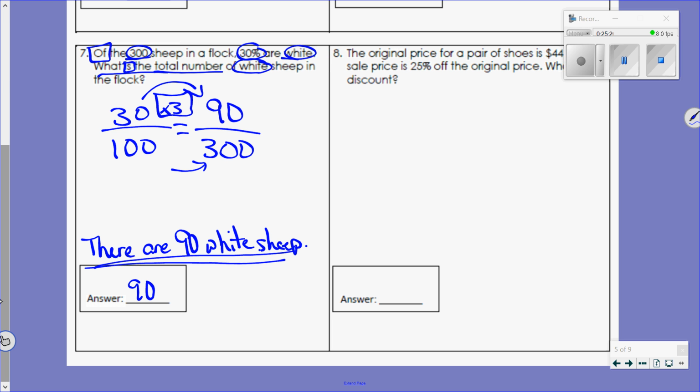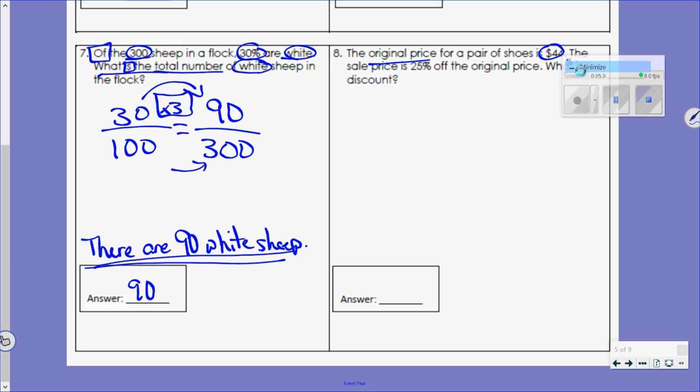Next one. The original price for a pair of shoes is $44. What row?